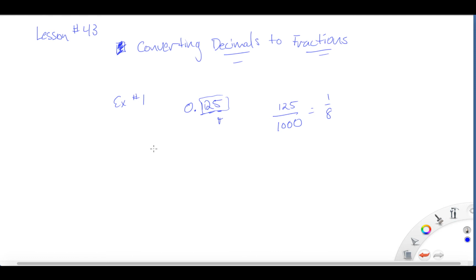So what if we have something like this? What if we have an example 2? We have a number that is a whole number, 11.45. Well, we know that 11 is going to be our whole number, so let's put that over here. And 45 is in the tenths hundredths place, so we're going to go 45 over 100. So there's our fraction. Can we reduce this?